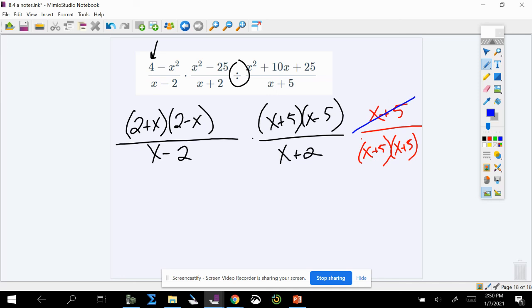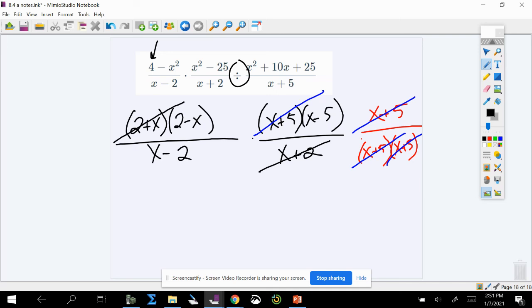So this x plus 5 cancels with this x plus 5. This x plus 5 cancels with this x plus 5. This x plus 2 cancels with 2 plus x. When you do addition in either order, it's the same. So x plus 5, or 5 plus x, 2 plus x, x plus 2, that cancels.